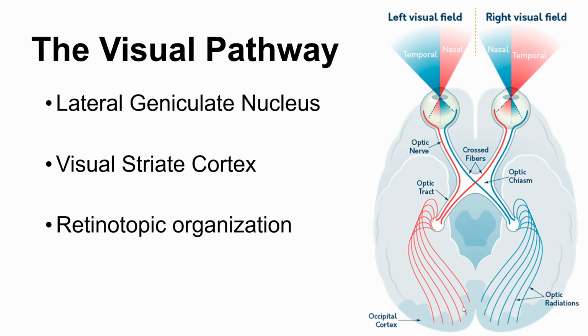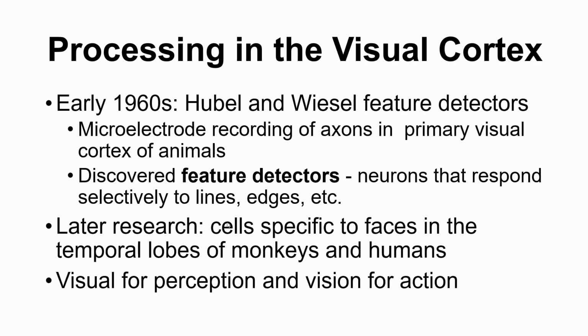And then at the level of our occipital cortex, that's where we start having some processing of that visual information. And that's the part that I want to focus on just a little bit more. So we're going to talk about something really cool, which are called feature detectors. And these are neurons that respond selectively to different kinds of features. So there are some feature detectors that respond to lines.